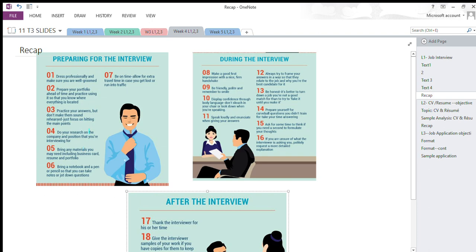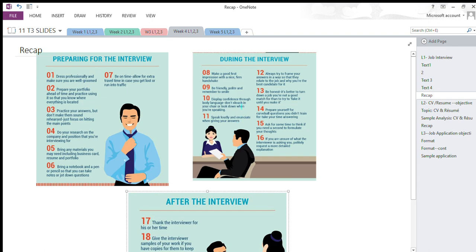bring a notebook and a pen in case you need to note down something, be on time, allow for extra travel time in case you get lost or run into traffic. Then during the interview, you have to make a good first impression with a nice, firm handshake, a smile on your face, be friendly, polite, and remember to smile. Display confidence, speak loudly, and enunciate when giving your answer.